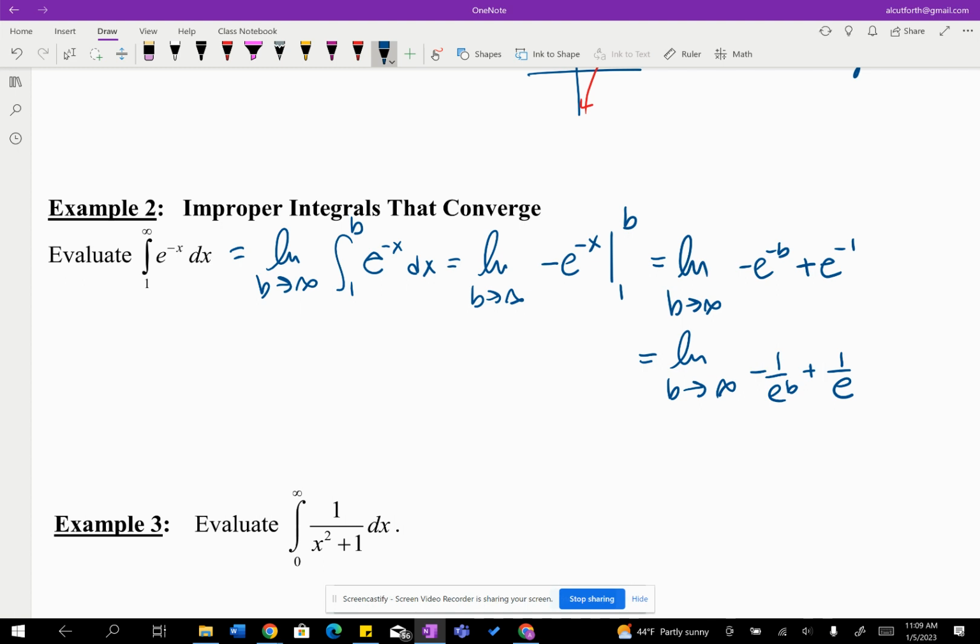e to the x is an exponential function, right? So as x gets bigger and bigger, it's going to get bigger and bigger and bigger. So if b goes to infinity, e to the b is going to go to infinity. So what's going to happen to this fraction? Smaller and smaller and smaller and go to 0. So this is going to be 0 plus 1 over e. Like I said, the hardest part I think about this section is bringing limits back to the brain. So does this limit exist? Yeah. So we would say this converges to 1 over e. So the area of this unbounded region is approaching 1 over e.